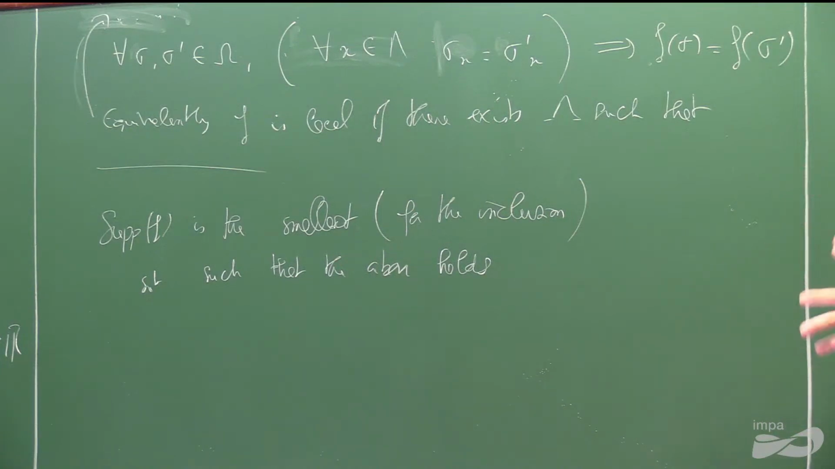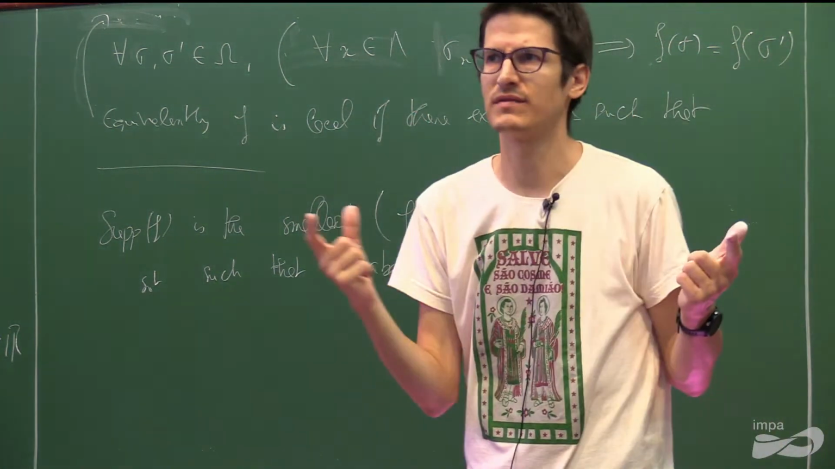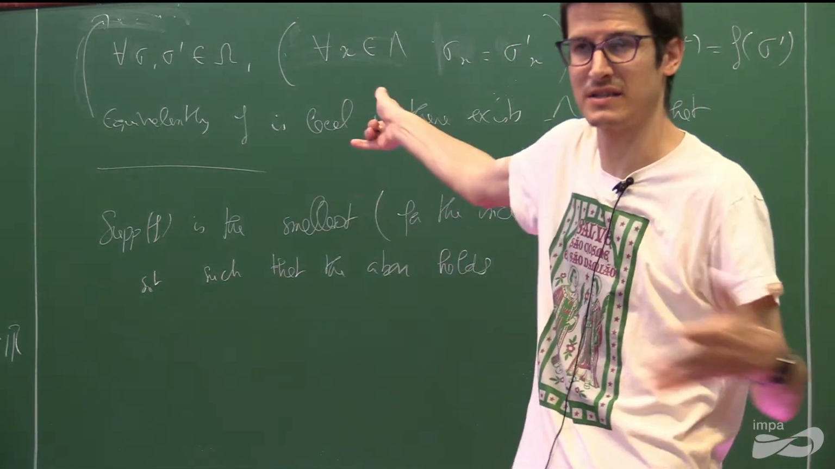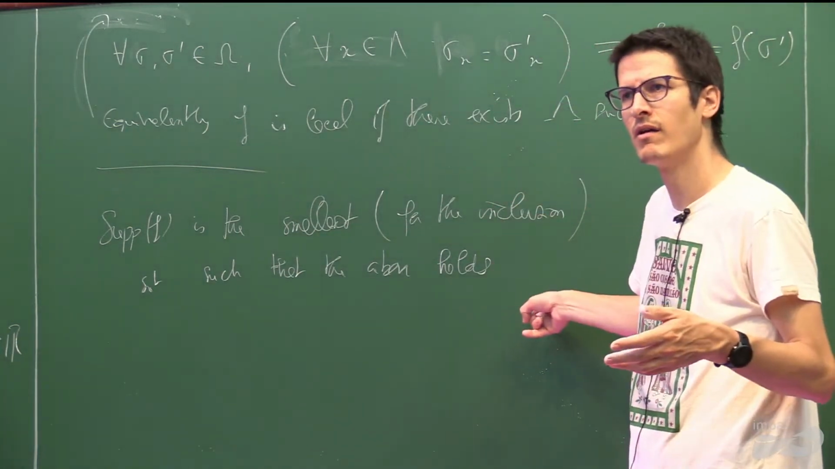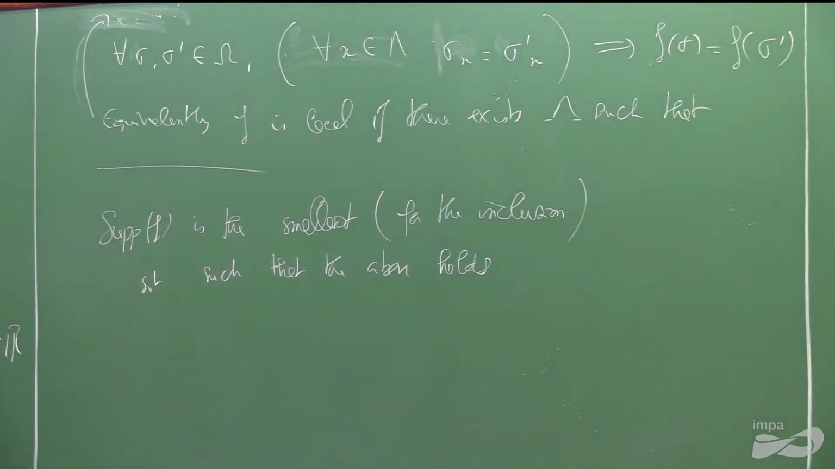Well, the fact that there exists a smallest set just comes from the fact that if this is satisfied for lambda 1 and lambda 2, it's satisfied for the intersection. So you just take the intersection of all lambdas that satisfy this, and you get the support of f. And with this definition, the support of f might be empty. If you take f a constant function, then the support is empty.